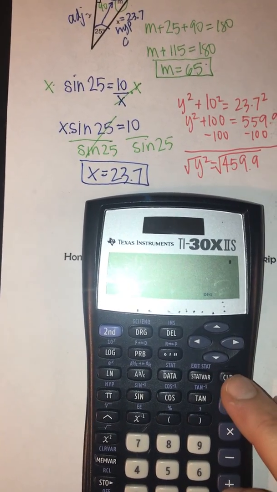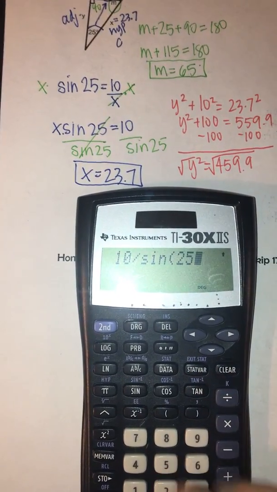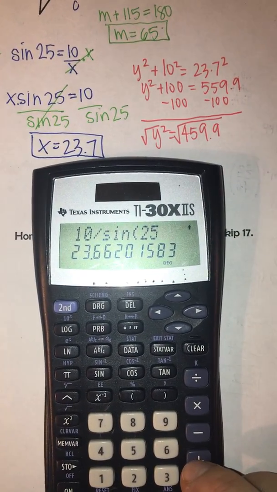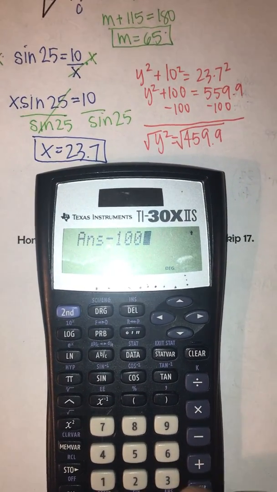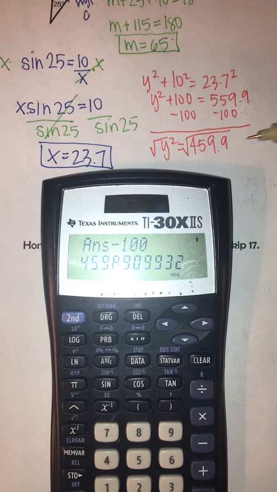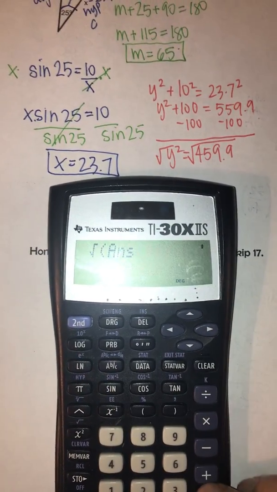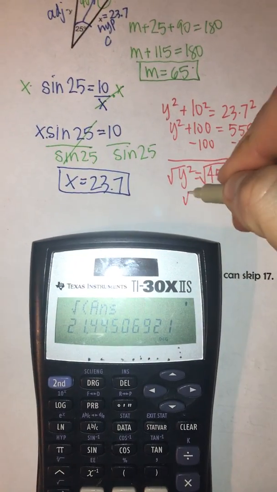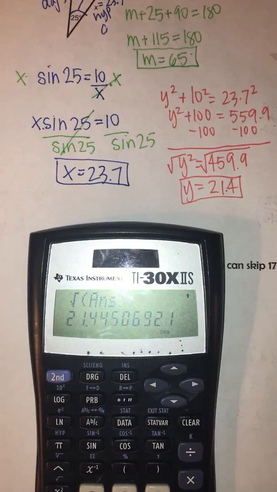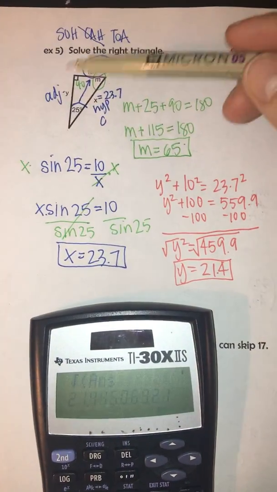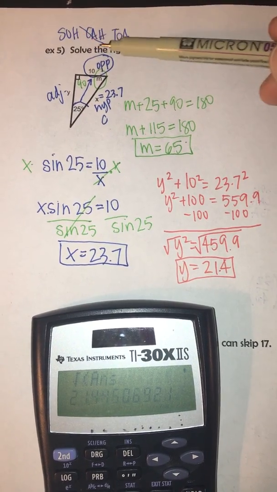Okay, so I guess I have to kind of rewind here a little bit. So I'm going to do 10 divided by sine 25. I got this number, 23.7. I'm going to square it. I have to subtract 100 from it, and that's where I get 459.9. And then I'm going to take the square root of the answer. Sorry. So I found out y is 21.4. And that's my third side. So now I know the angle and the two sides. So I solved the right triangle.